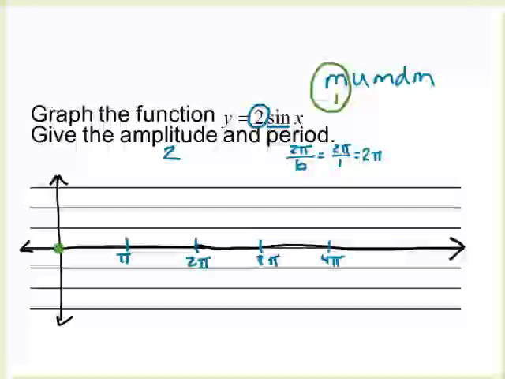Should that happen every time? For sine, since sine begins in the middle, sine will always be at the origin. Cosine begins in the up position.